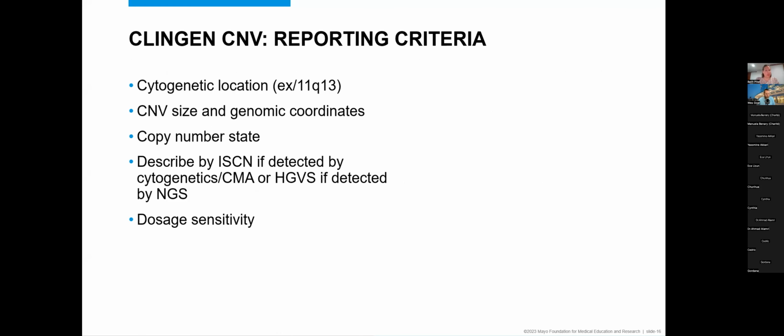ClinGen CNVs, they have specific reporting criteria that they're including: cytogenetic location, CNV size and genomic coordinates, the copy number state, and then just expectations for nomenclature depending on the assay that's used, and use of the dosage sensitivity in ClinGen.